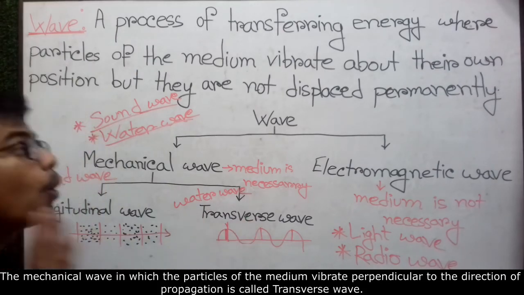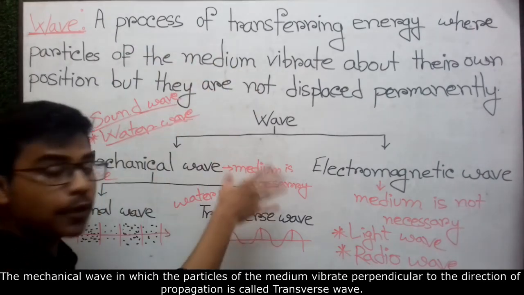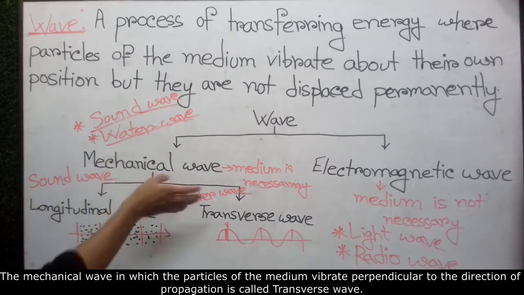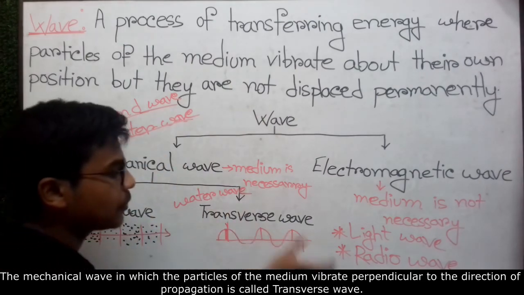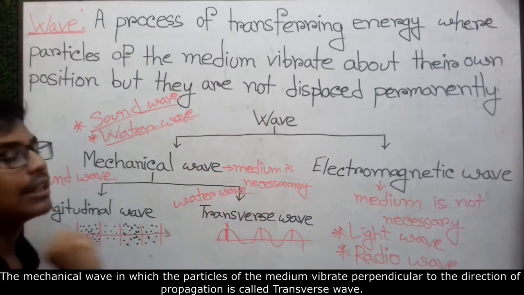So I hope you got it and are clear about what is wave, then the types of wave, what is mechanical wave, what is electromagnetic wave. Then again in the mechanical wave there are two types of wave, that is longitudinal wave and transverse wave. So I hope that you all understand what I have discussed today.